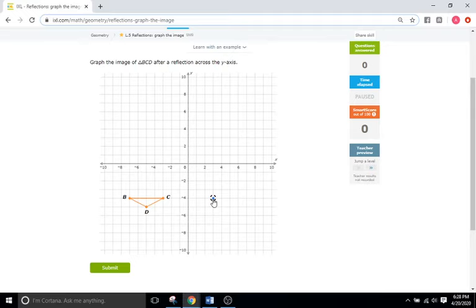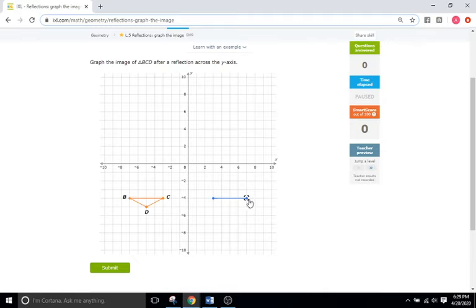Now let's do B. B is 1, 2, 3, 4, 5, 6, 7 units away from the line of reflection, and B prime is also going to be 7 units. So 1, 2, 3, 4, 5, 6, 7. All right, that's going to be B prime. So we have C prime and B prime.